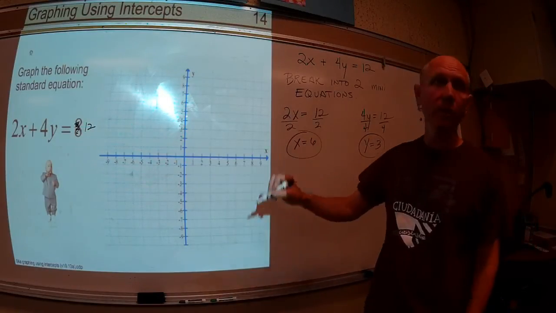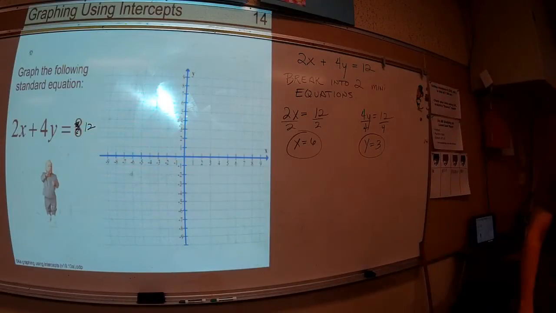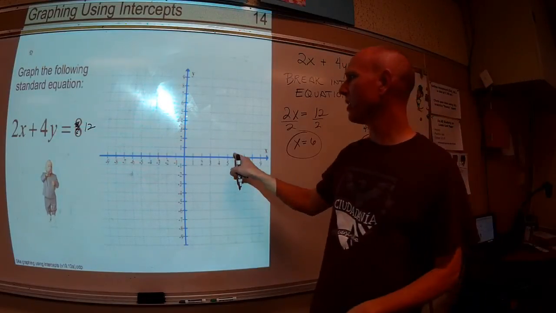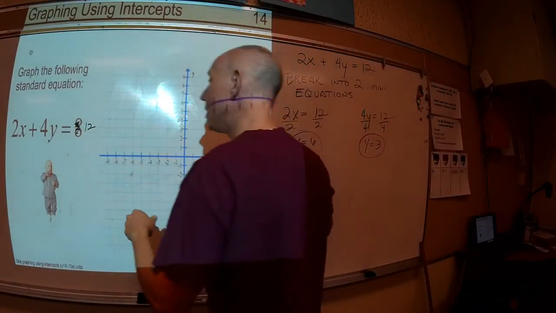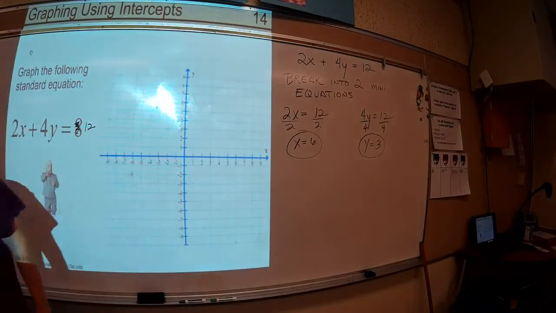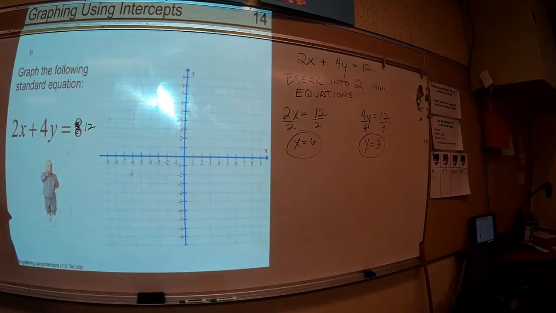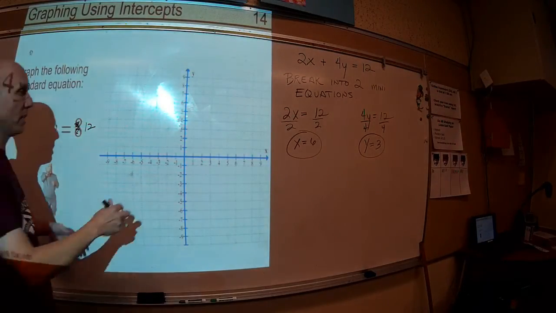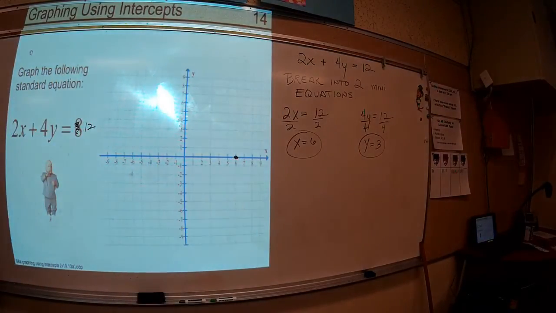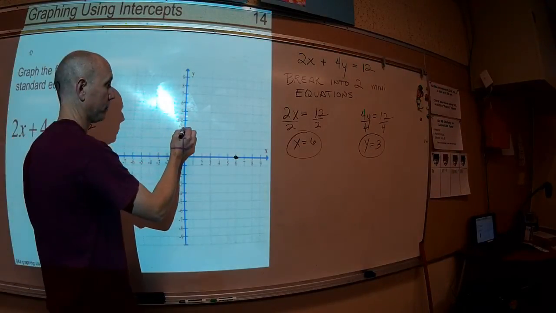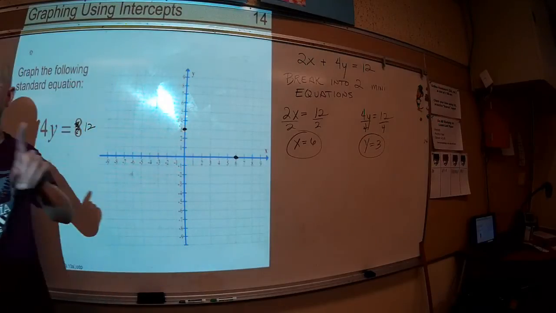What you have are the two intercepts. These are two separate points. Some people are going to want to put a point at 6, 3 right there. That's not the point. These are 2 points. Where's the x-intercept? X-intercept is at 6. Put a point right there. Where's the y-intercept? It's at 3. Put a point right there. Don't connect the dots yet.